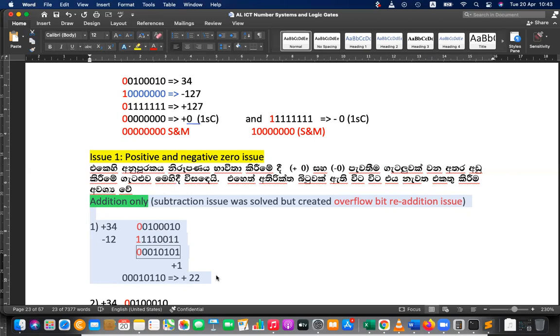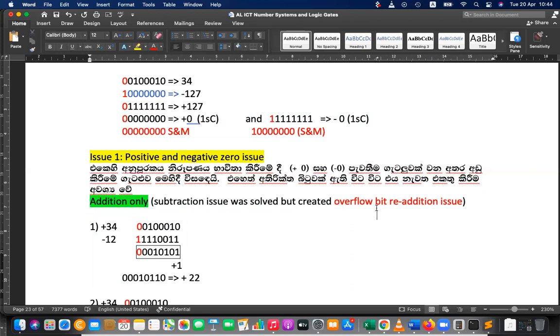From this addition part, after they introduce that, the positive and negative is gone? No, only the overflow is an issue. So still this part is there. This issue is still there. Negative zero issue is there. But only with addition, the subtraction issue was gone. Subtraction issue is now solved. No subtraction issue. But positive, negative, zero issues are there. And overflow bit issue is there. Okay.